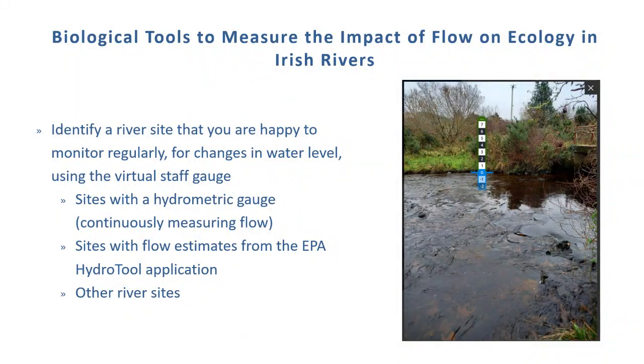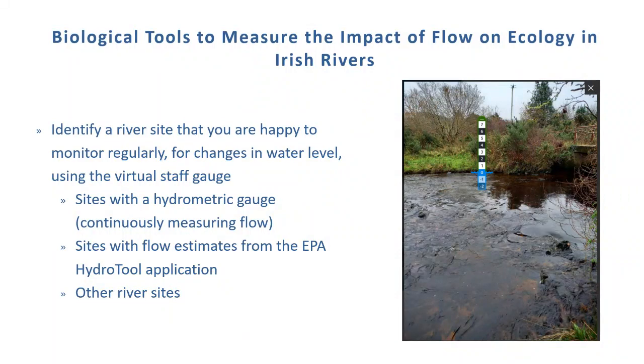Okay, so having said that, if you do volunteer for the project, what we would like you to do is to identify a river site or sites, you can do more than one, but a site that you are happy to monitor regularly, so roughly weekly, for changes in water level using the CrowdWater app and specifically using that virtual staff gauge option on the app.